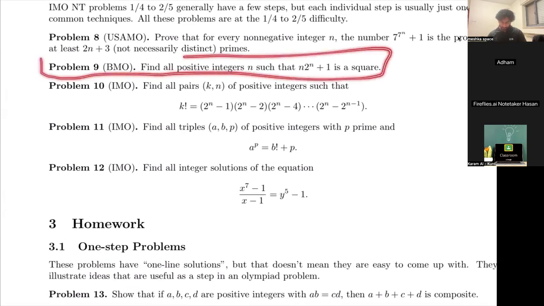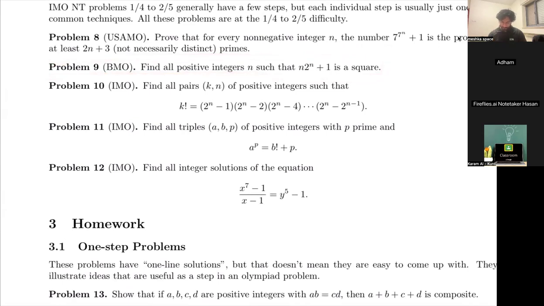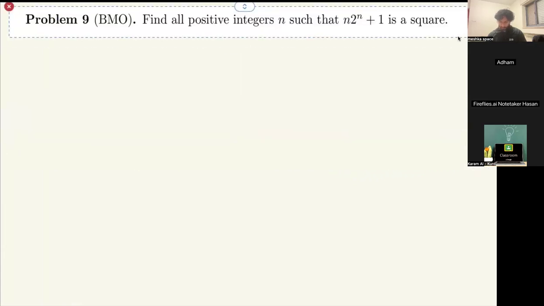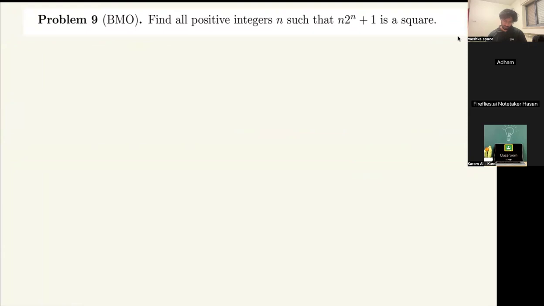I'm going to look at problem 9 first. Find all positive integers n so that this expression, n times 2 to the n plus 1, is a square. So in other words, solve this in positive integers.